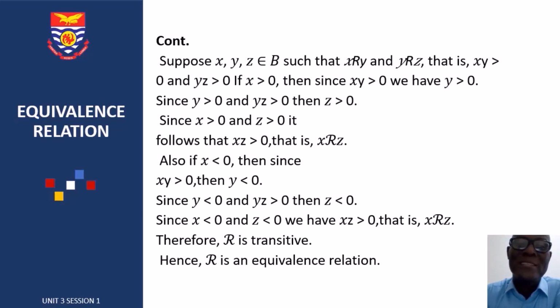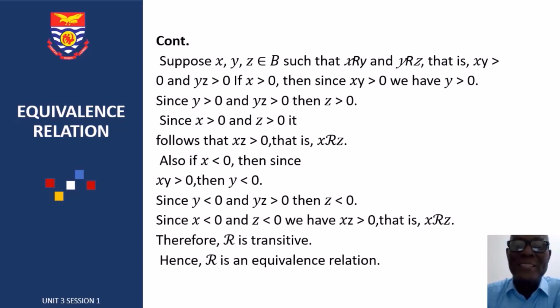Then we can say since X is greater than 0 and Z is greater than 0, then it follows that our XZ is greater than 0. And that is X is relating to Z. That is the case for X greater than 0. So now let us look at the case of X less than 0.